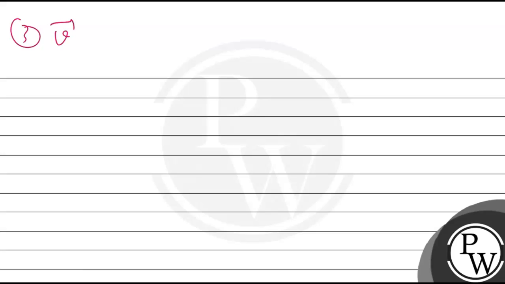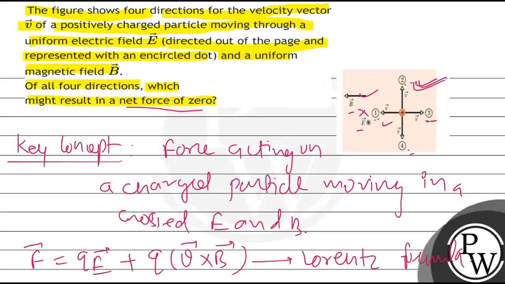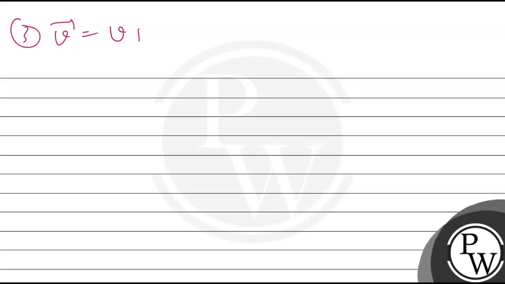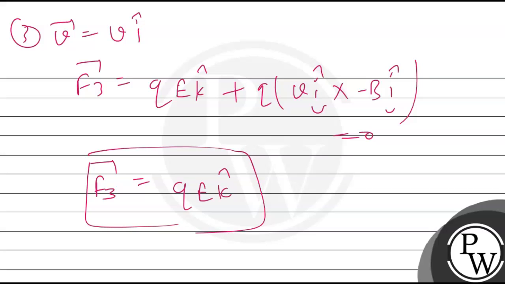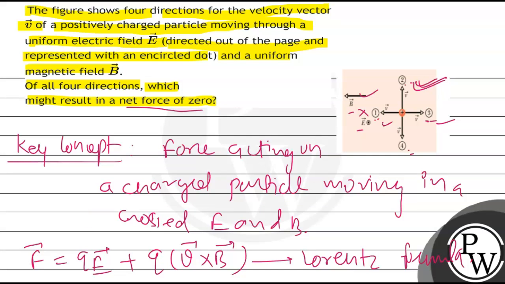Now let us see case number 3, where the velocity vector is in positive i cap direction, so it can be written as V i cap. So the force acting on this charged particle is equal to QE k cap plus Q V i cap cross minus B i cap. Here we can see if we cross multiply i cap and i cap, it will be equal to 0. From here F3 will be equal to QE k cap. Again this has some finite value, so it cannot be equal to 0. So case number 3 is also not our answer.